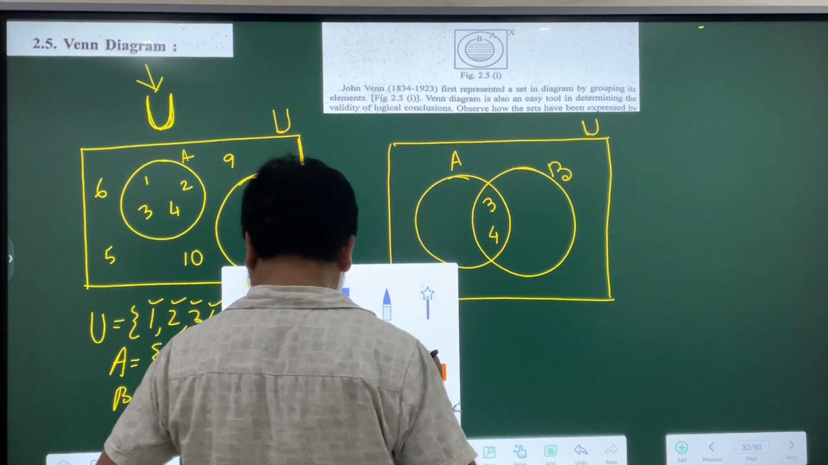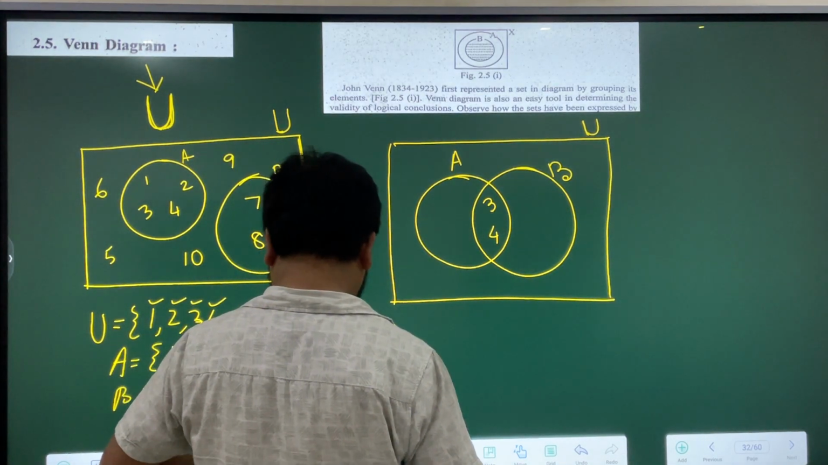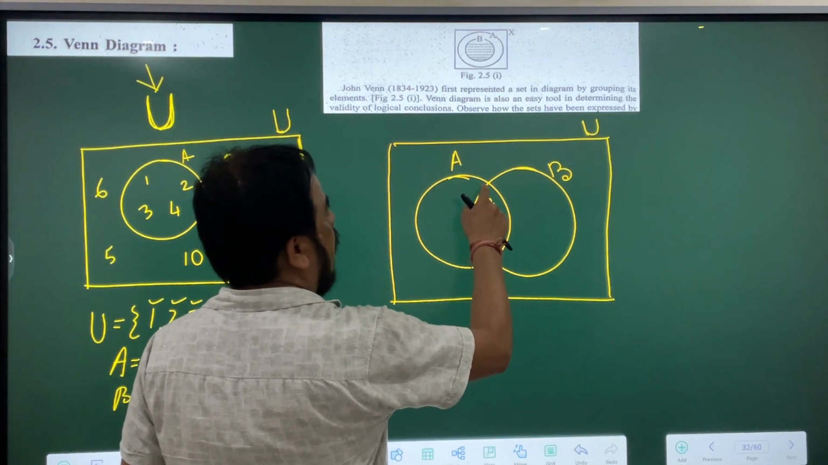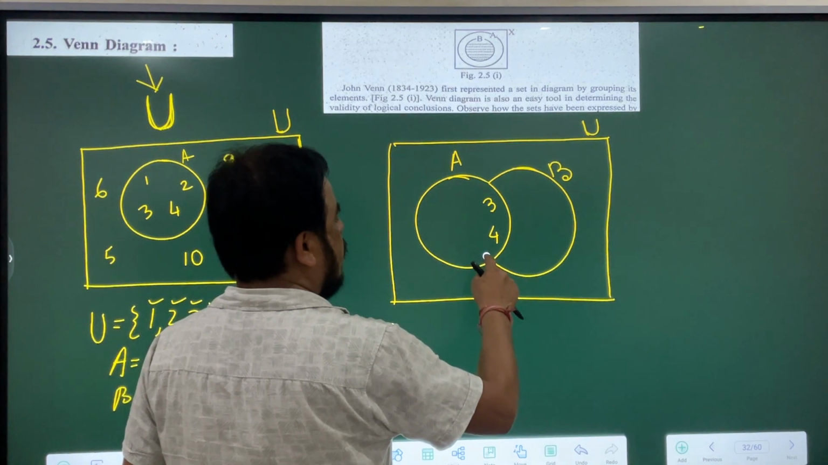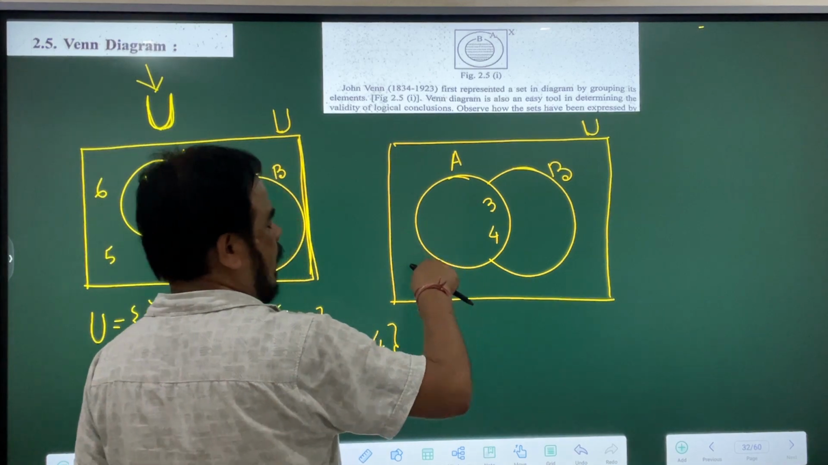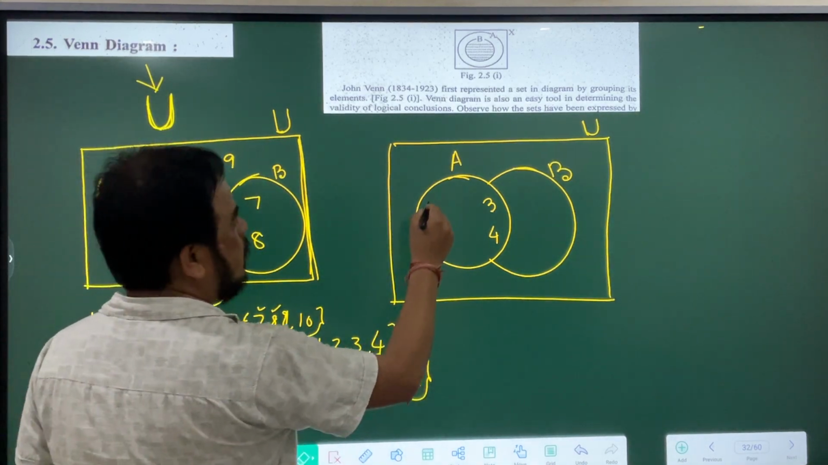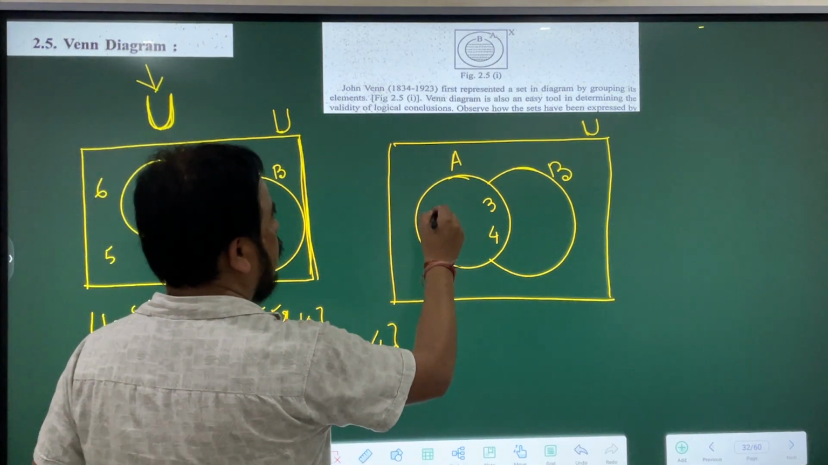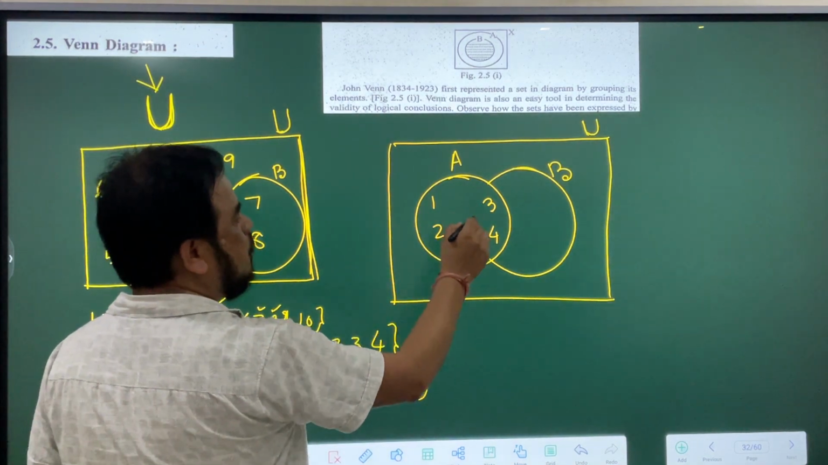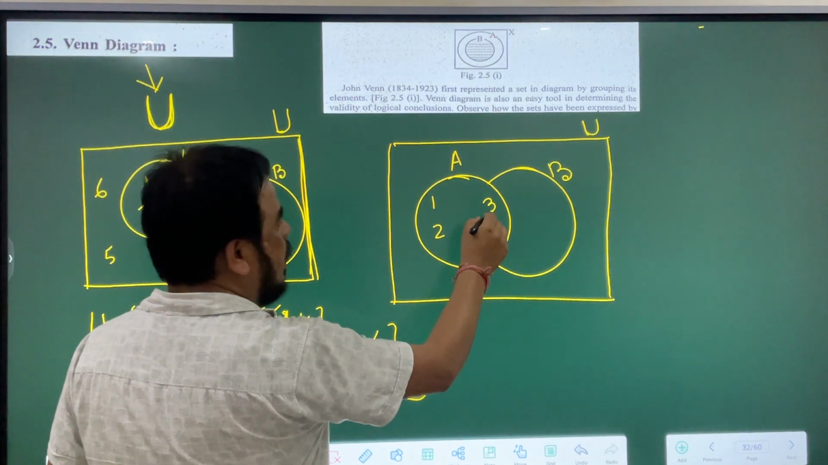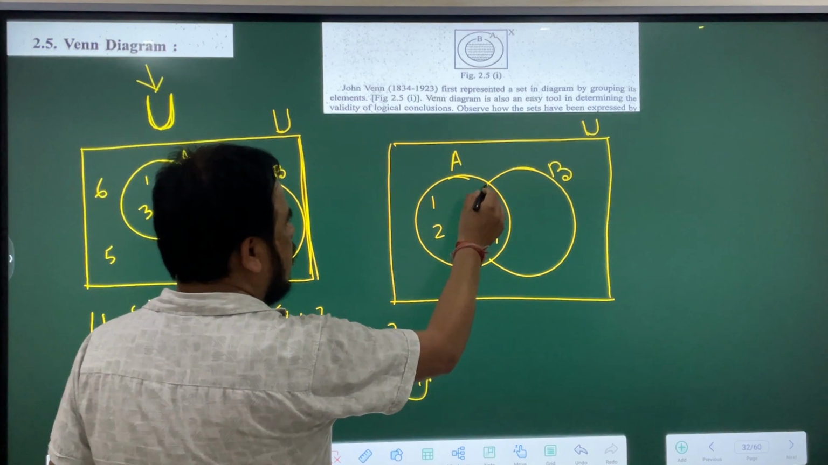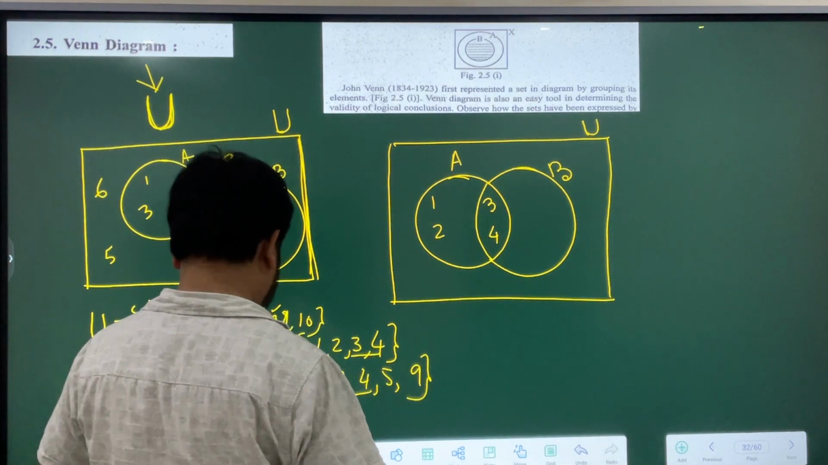Let me rub this one. Now this is clearly a circle A in which 3, 4 there is, 1, 2 also there are. 1, 2, 3, 4. I have done 1, 2, 3, 4. 3, 4 why I have kept here? Because these are the elements for B also. Now this way.